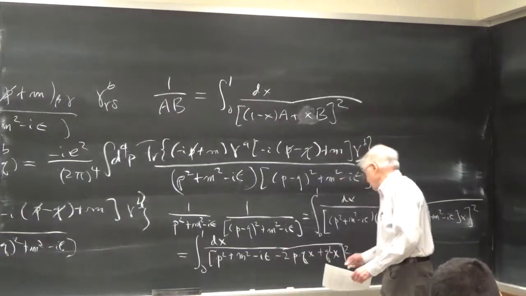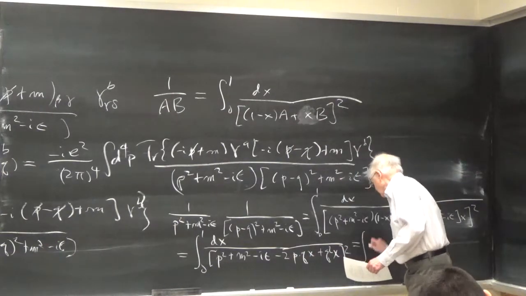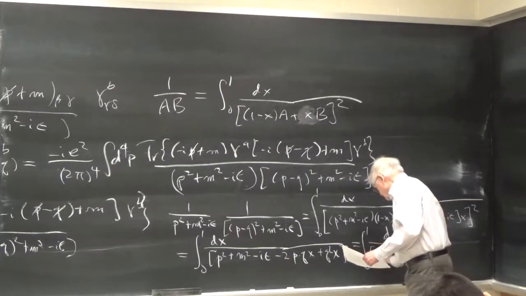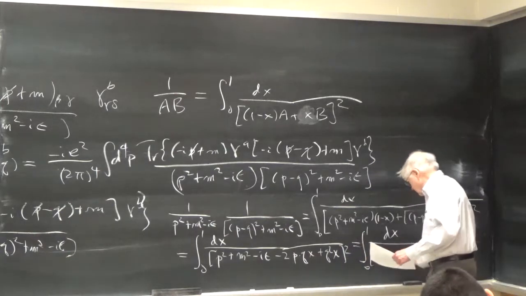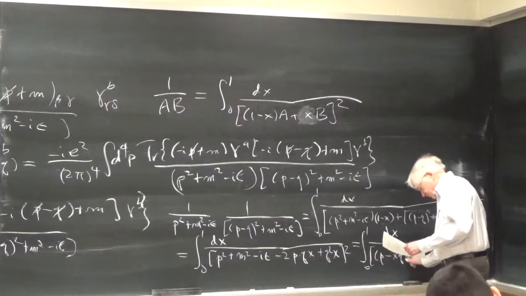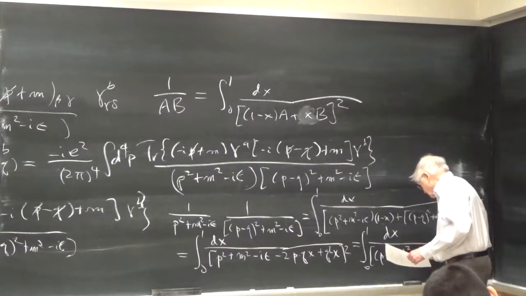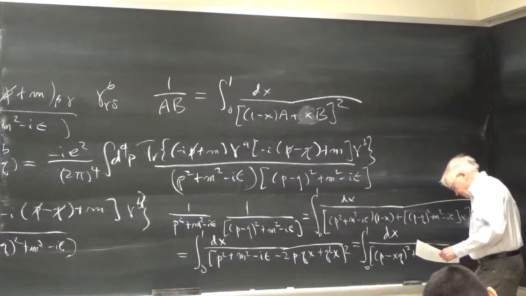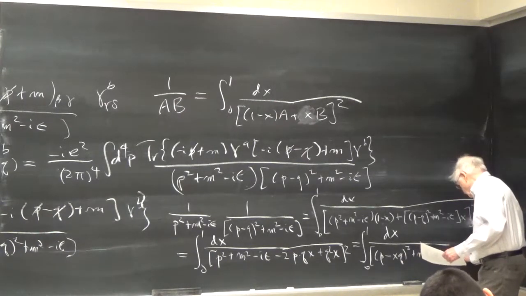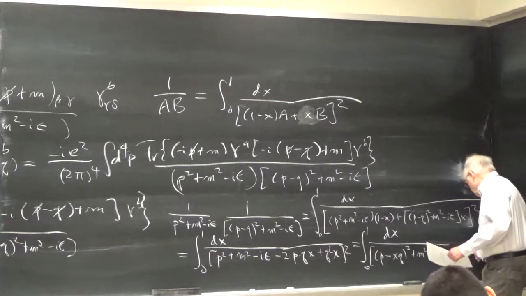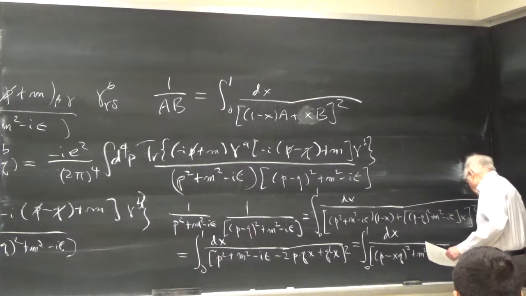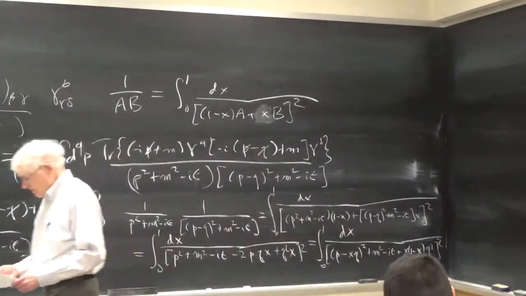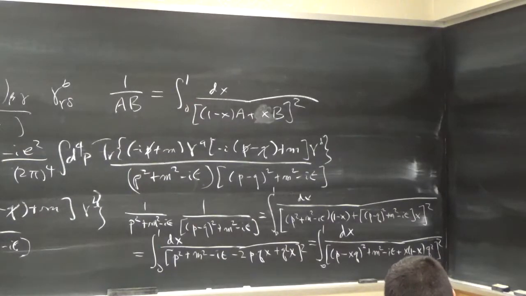And now these things can be combined so that we have the integral from 0 to 1 dx over (p minus xq) squared plus m squared minus i epsilon plus x times (1 minus x) q squared, and all that squared. Okay, so that's what happens after the Feynman tricks.